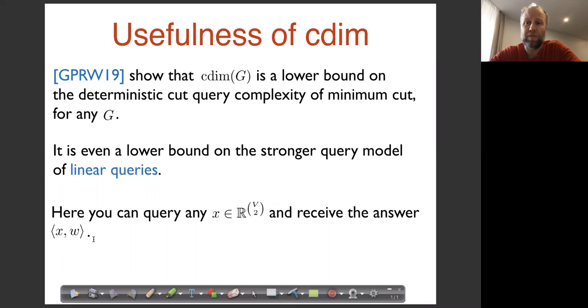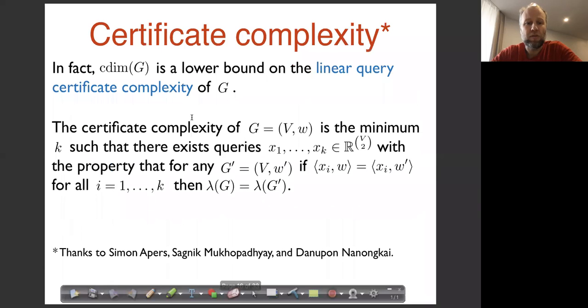Like, for example, if you have just a simple graph, then you can actually recover all the edges with just a single linear query, right? Just by querying the vector 1, 2, 4, 8, 16, etc. So this can be quite a powerful query, but as far as the cut dimension, it's still a lower bound on this more powerful kind of query.